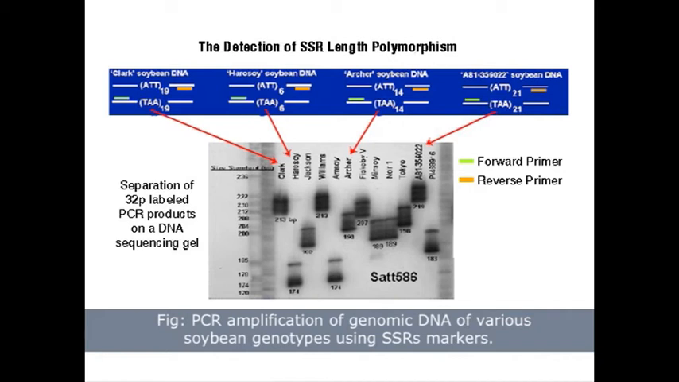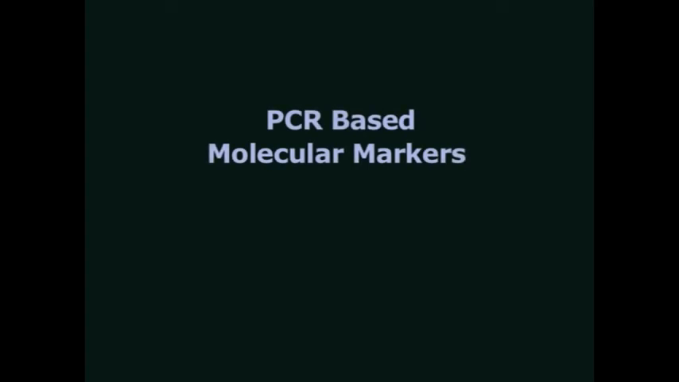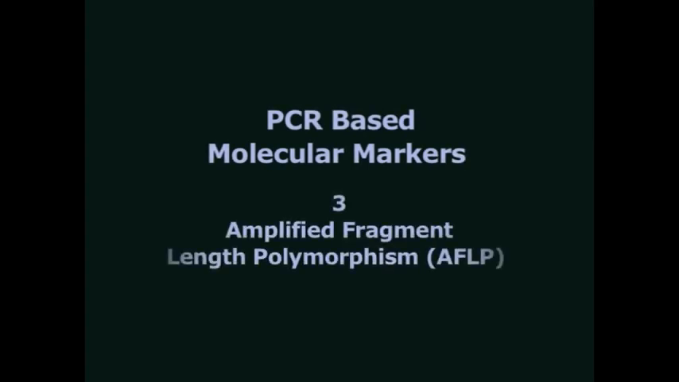Polymorphism is based on the number of tandem repeats and therefore the length of the PCR products. SSR is a codominant marker, such as AFLP, and is usually visualized on metaphor agarose or polyacrylamide gels. The next marker will be amplified fragment length polymorphism, or AFLP.